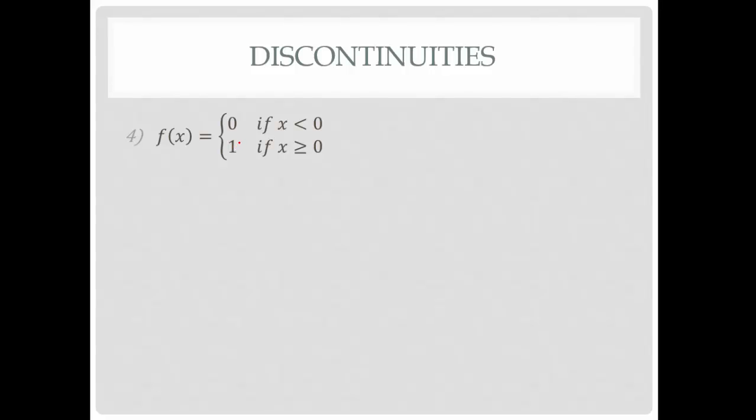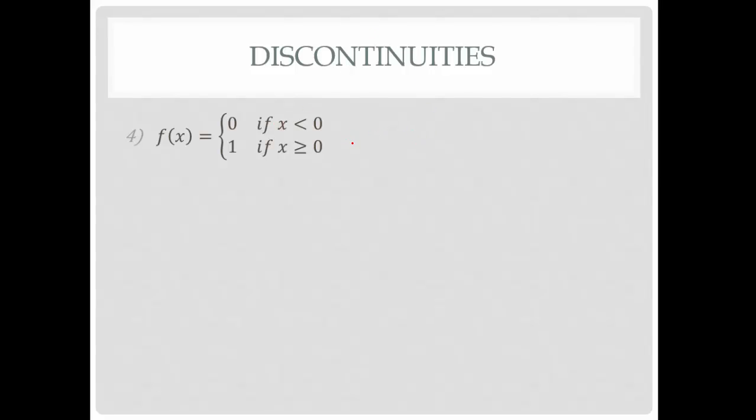Electrical engineers will use this, computer engineers will use this. This function acts as an on-off switch. If you like the input, so in this case it would be positive, turn your switch on. If you don't like the input, turn your switch off. So this is actually pretty heavily used in engineering.